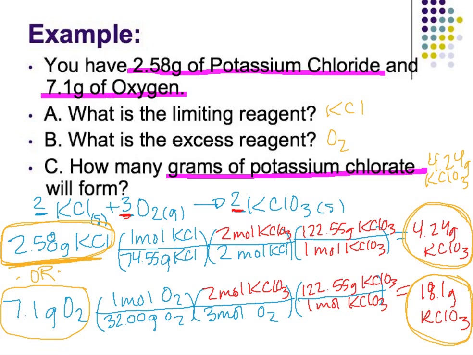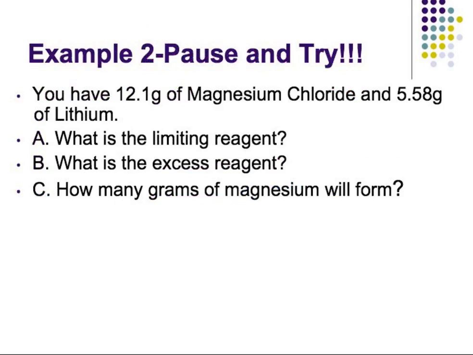Why? Because we can never make 18.1 grams of potassium chlorate. This math problem says if we have 7.1 grams of oxygen, we can make 18.1 grams. But here's the thing. After we make the 4.24 grams, we run out of the second reactant. We run out of KCl. Once we're out of KCl, we're not making any more product. So our production stops at 4.24 grams because that's when we run out of our limiting reactant, and that makes oxygen our excess reactant.